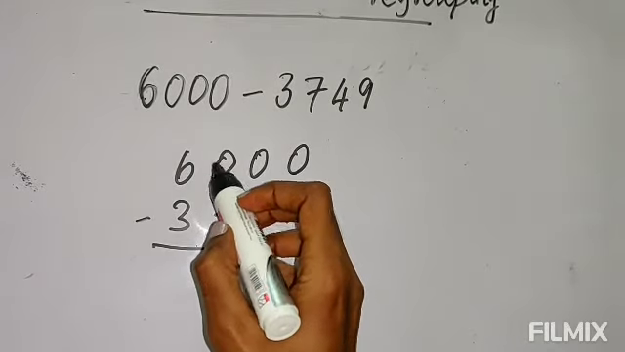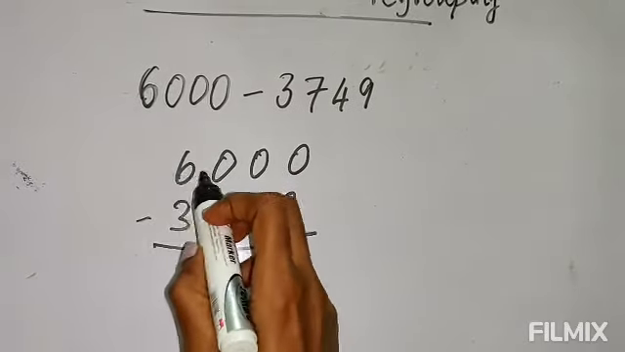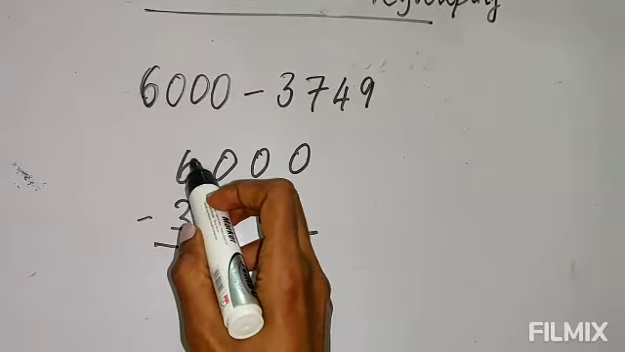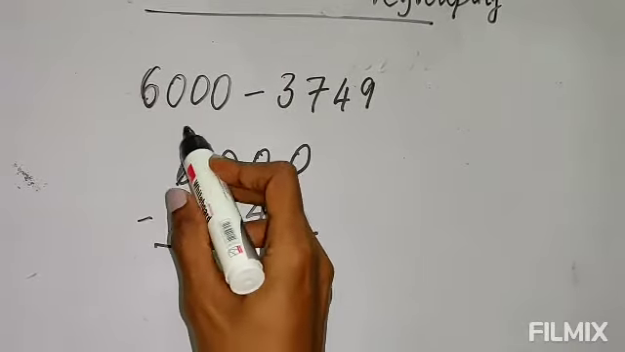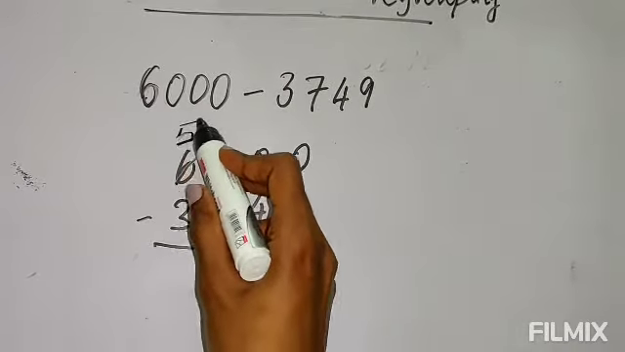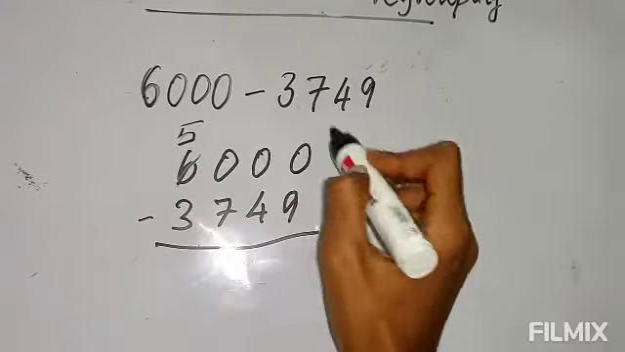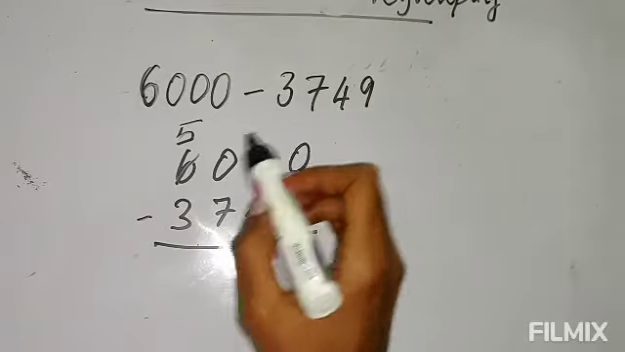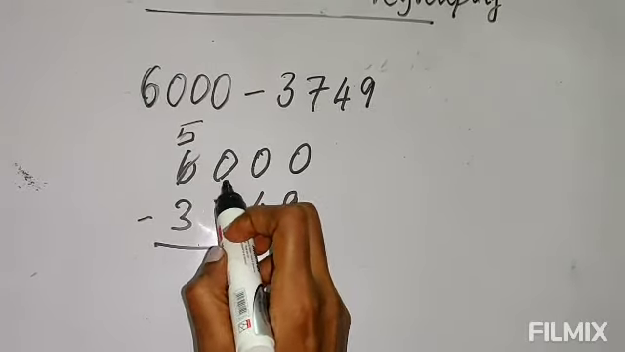So you will go again to the left side. There also you cannot borrow. Then you have to go to the next number. So here in the thousands place we have the number. If you borrow 1 from here, 5 will remain. What you have borrowed, you cannot give to the ones place. Always remember, from thousands place you can give only to the next place on the right side.